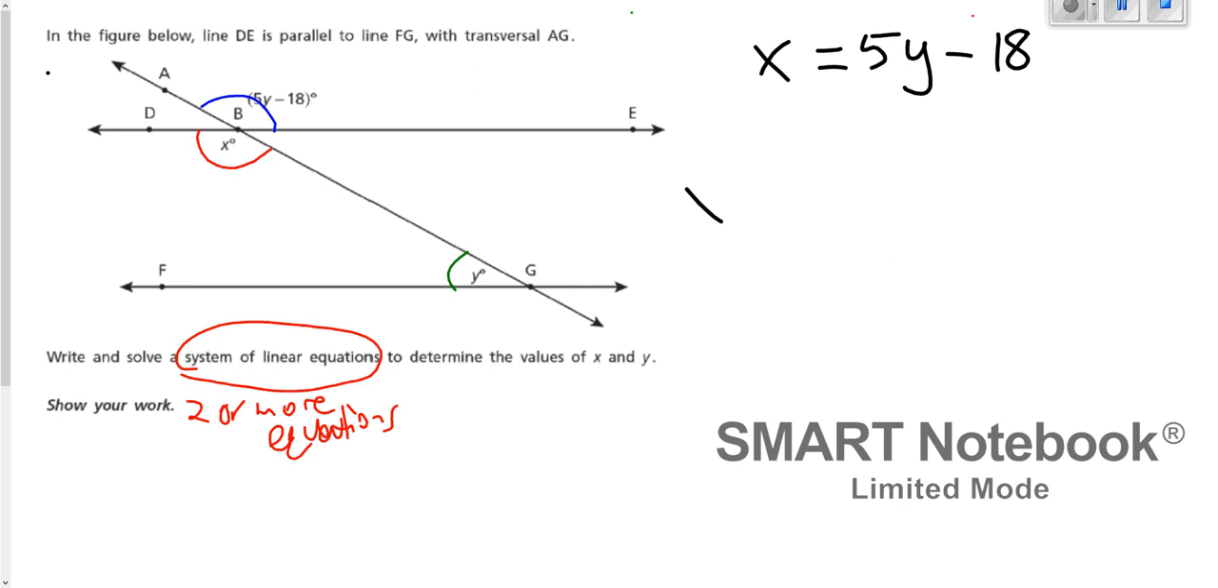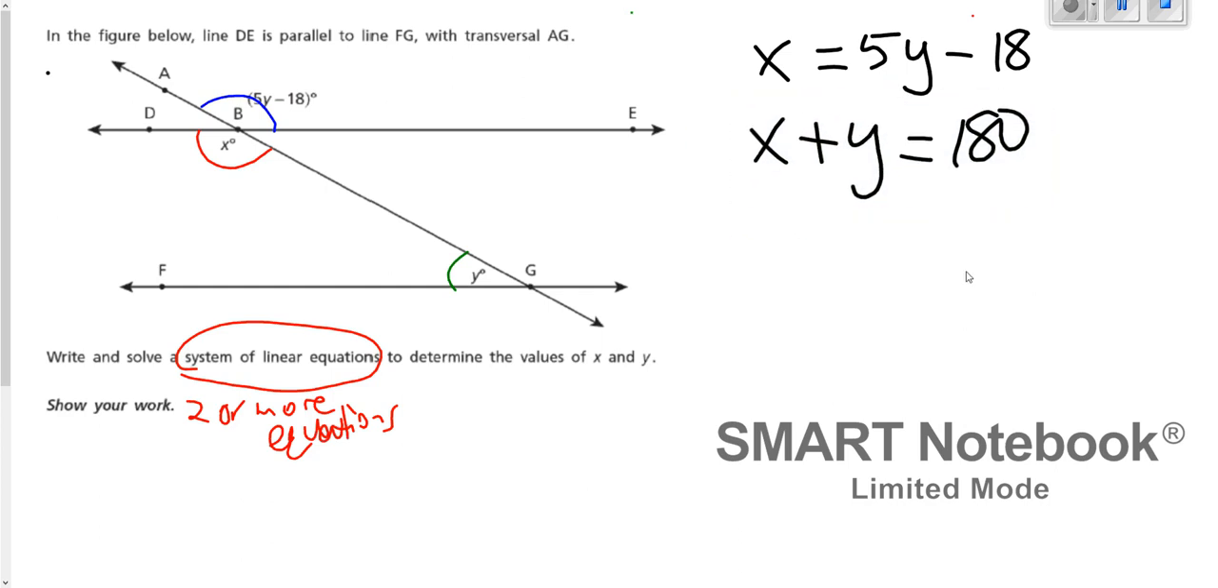I can write x plus y equals 180. That would be this one plus this one equals 180. And I could do that because if this angle is x, then this angle over here is also x because they're alternate interior, and now I can see that they're supplementary. The other option, I can do 5y minus 18 plus y is equal to 180 for a similar reason, but I'll stick with these two equations. So now I have a system of equations.